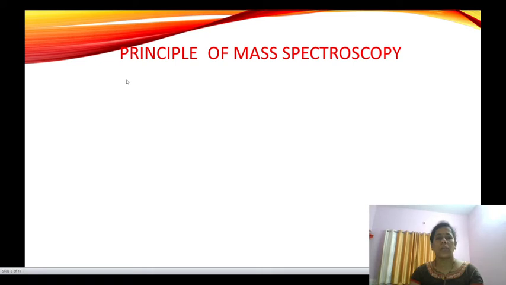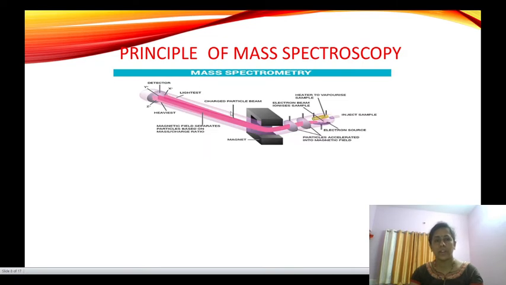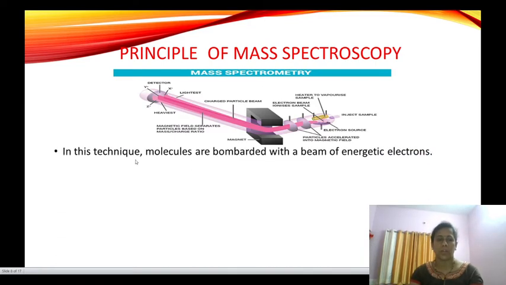Now, we are going to discuss the principle behind mass spectroscopy. Here, already I have shown you the 3D diagram of a mass spectrometer. Now, what is the principle?